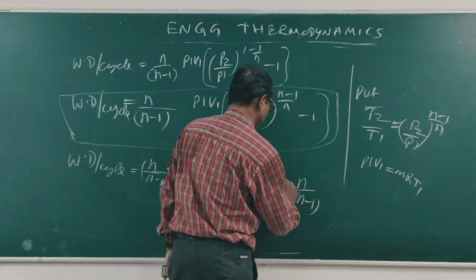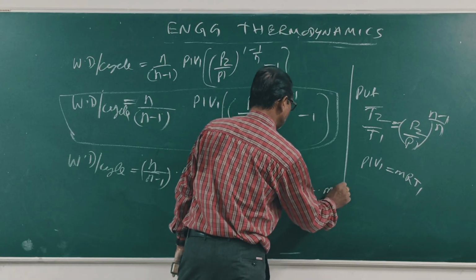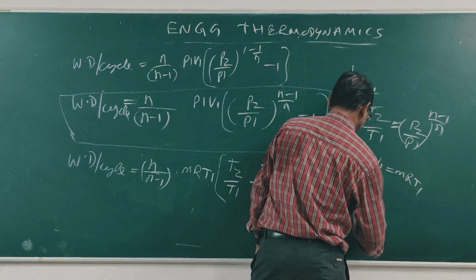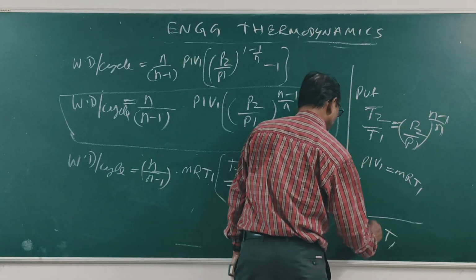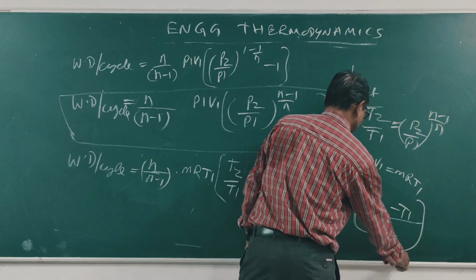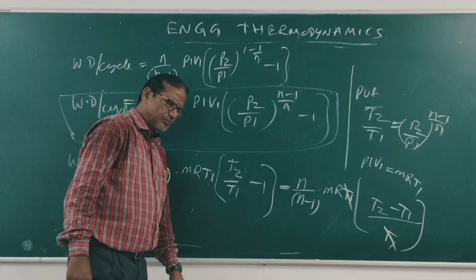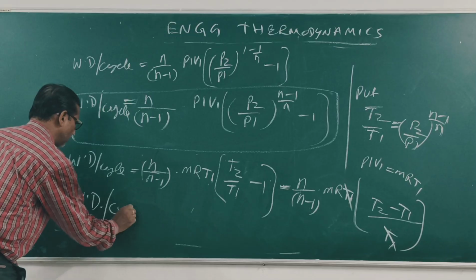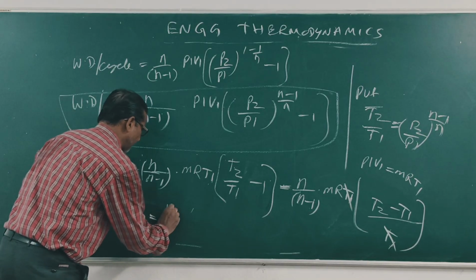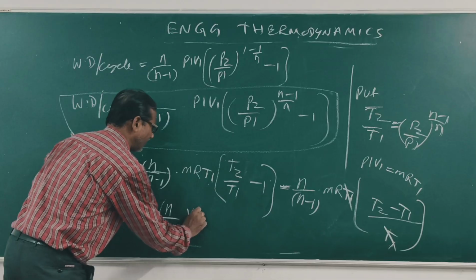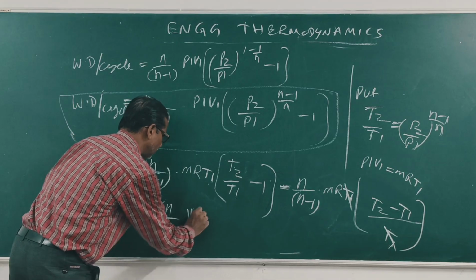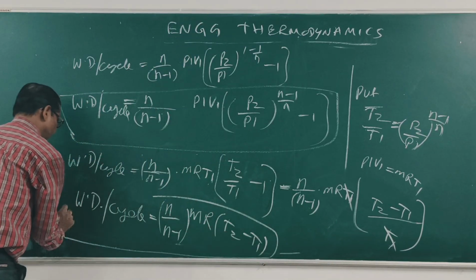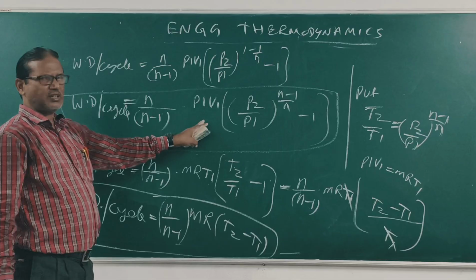So this is equal to n by n minus 1 into m R T1 into T1 LCM, T2 minus T1. T1 cancels out. Clear? So work done per cycle is equal to n by n minus 1 into m R into T2 minus T1. Clear? This is in terms of temperature, and the previous one in terms of pressure.